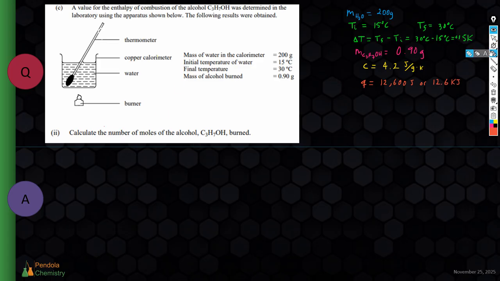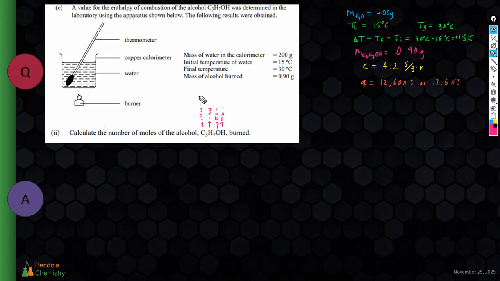This is a very simple and straightforward problem. All we need to do is find the molar mass of this compound. If this is C3H7OH, carbon has a molar mass of 12, hydrogen has a molar mass of 1, and oxygen has a molar mass of 16. There are 3 carbons, 7 hydrogens here, and 1 hydrogen here, and there's 1 oxygen.